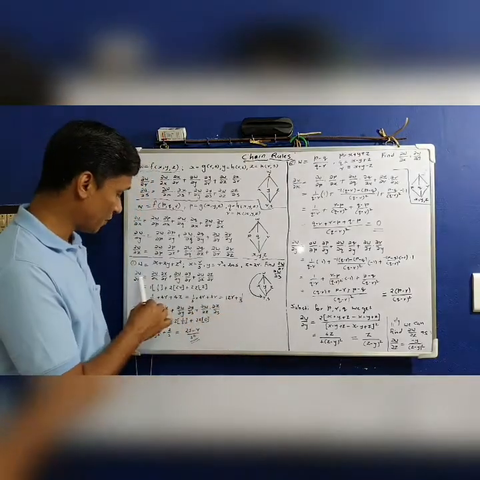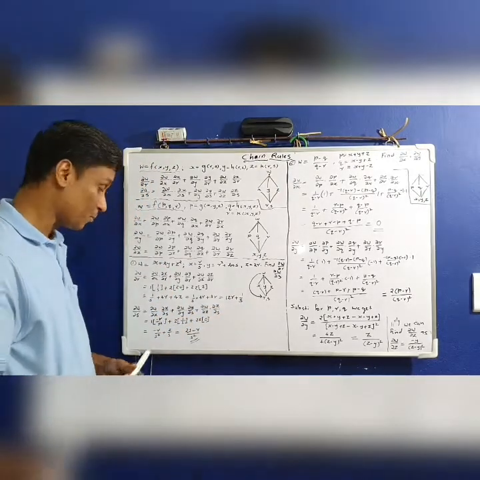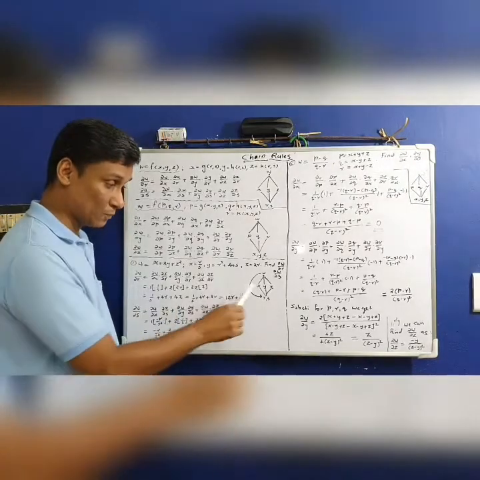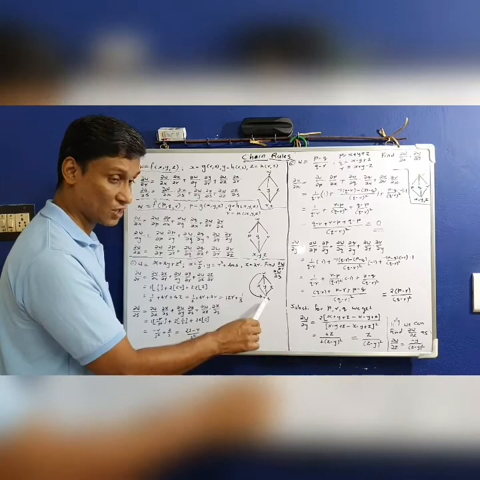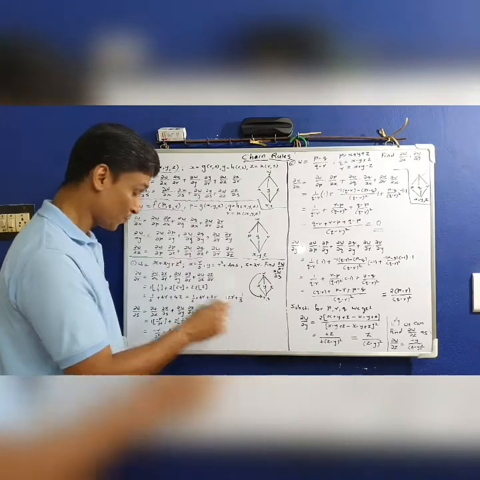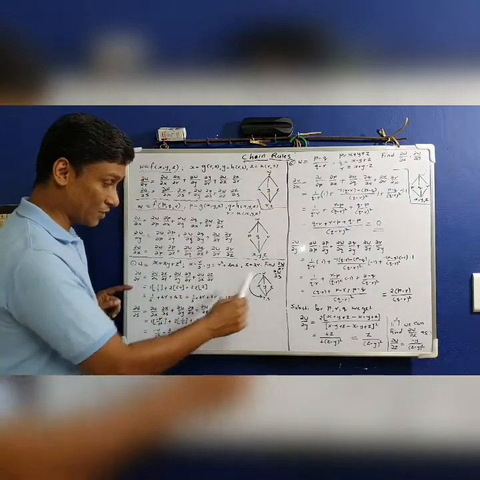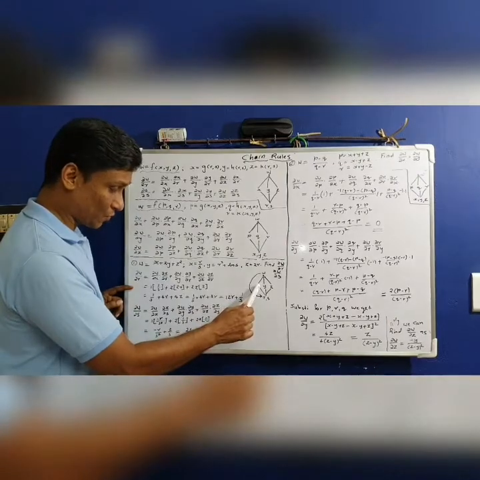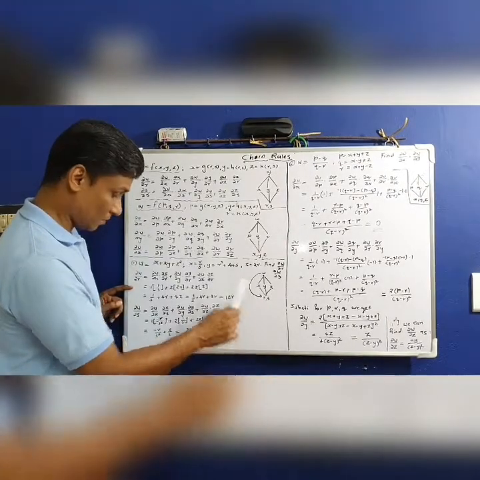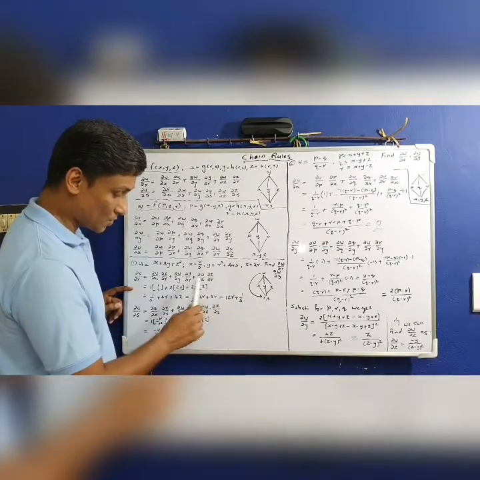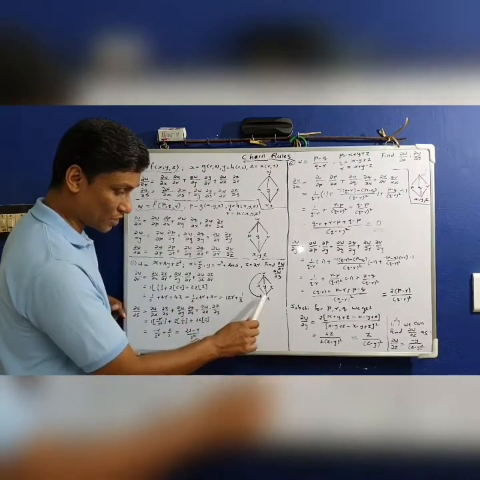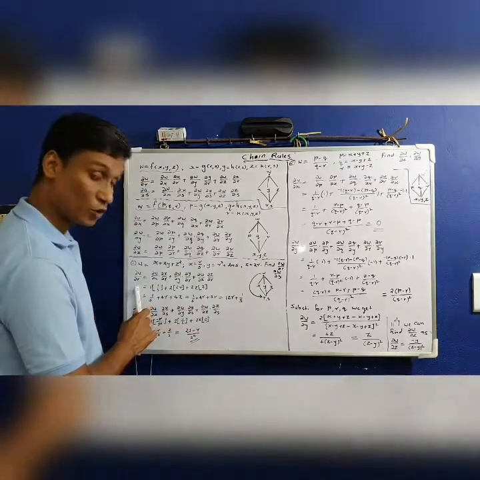Now first we will find ∂w/∂r. Remember w is a function of x, y, z, and all these variables are functions of r and s. So ∂w/∂r means ∂w/∂x · ∂x/∂r + ∂w/∂y · ∂y/∂r + ∂w/∂z · ∂z/∂r. That is the expression for ∂w/∂r.